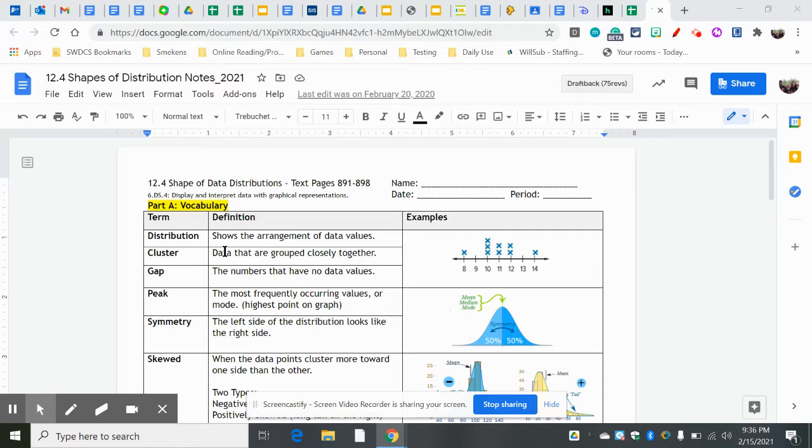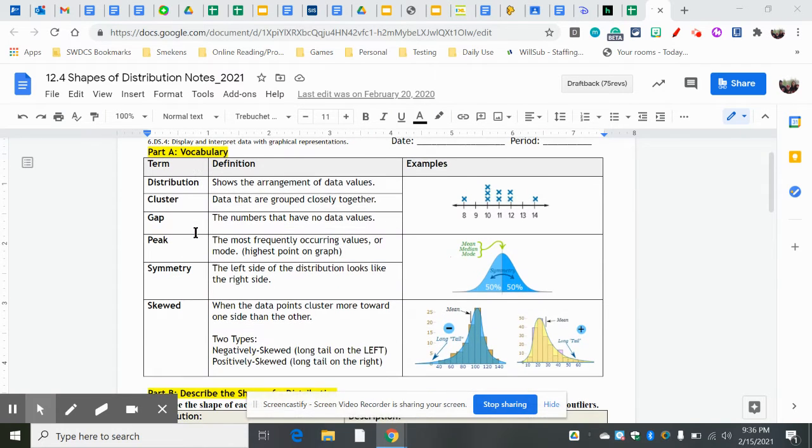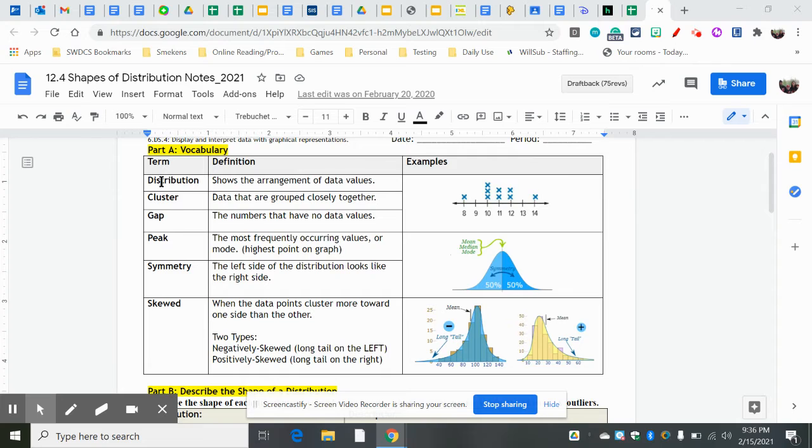So some big keywords we want to keep in mind here are distribution, cluster, gap, peak, symmetry, and skewed. They're all listed up here, okay? So you might need to rewind a few times to be able to explain some of these. Distribution is the shape, shows the arrangement of data values, so it's how it's spread out.